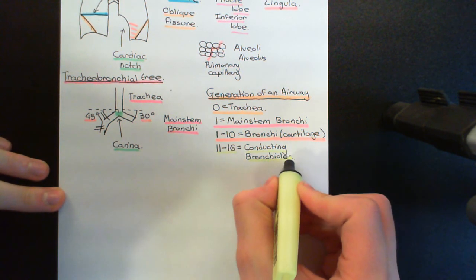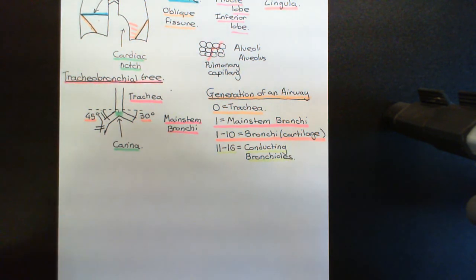So, conducting bronchioles are effectively doing the same job as bronchi. They are just conduction vessels, hence why they're called conducting bronchioles. So their job is just to conduct air through the system. But they're much, much smaller, and they no longer have cartilage in their walls, so they're much less strong. They have much more of a tendency to collapse down than the bronchi. Bronchi won't ever collapse unless there's something ghastly wrong. Bronchioles are much more squishy and have much more of a tendency to collapse down. Okay, so conducting bronchioles are generation 11 to generation 16 airways.